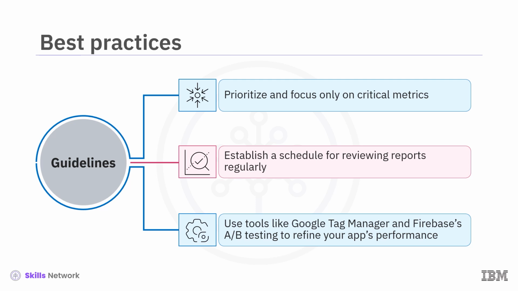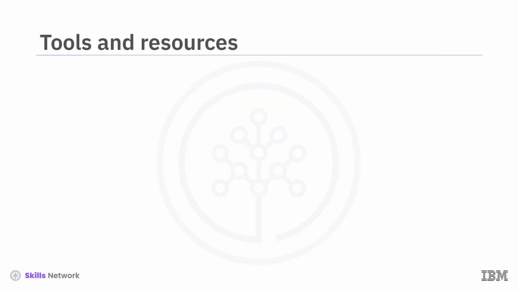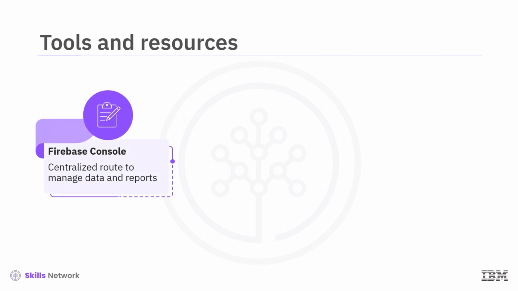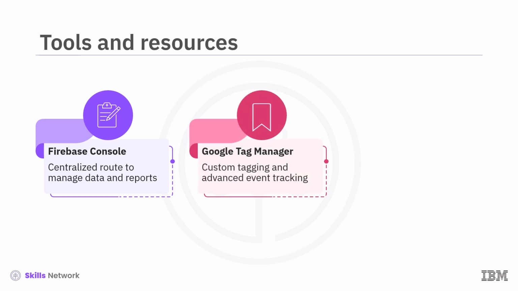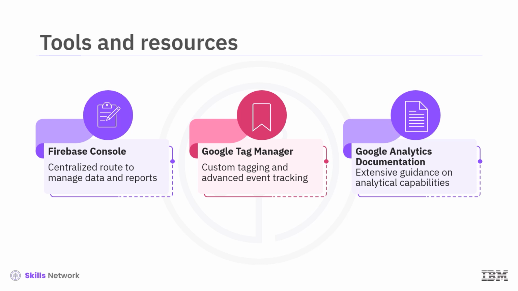Let's look at the tools and resources you'll need to use Google Analytics effectively. First, the Firebase console is a centralized route to manage your data and reports. Then there is Google Tag Manager for custom tagging and advanced event tracking. It enables precise measurement of user behaviors and interactions. Finally, there's Google Analytics documentation for extensive guidance on utilizing Google Analytics capabilities.